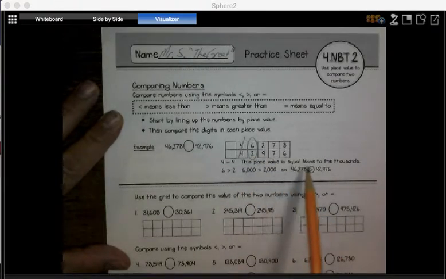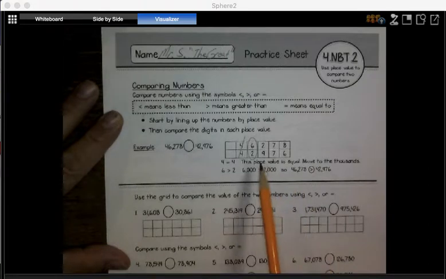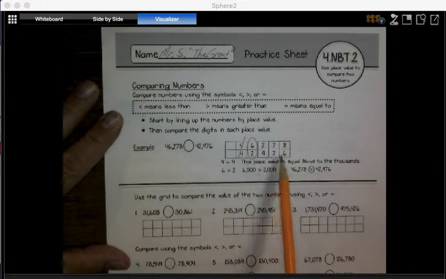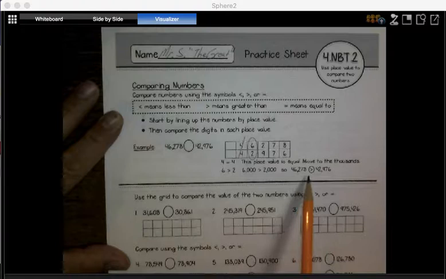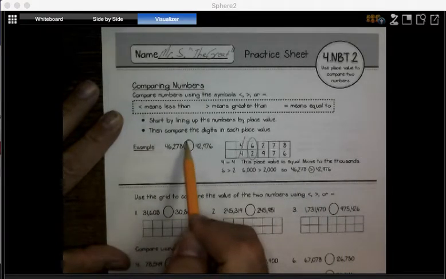When it is equal, you have to move to the next place value to the right, which in this case is the thousands place value. When we do it with these two numbers, you will see that 6 is greater than 2. We can make everything after those digits 0, or 6,000 is greater than 2,000. Therefore, 46,278 is greater than 42,976.